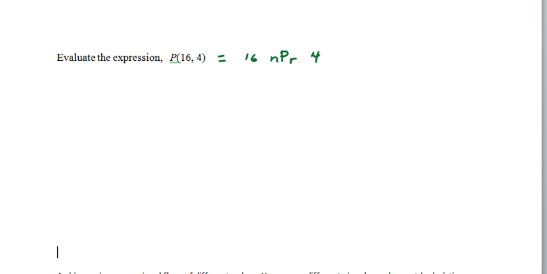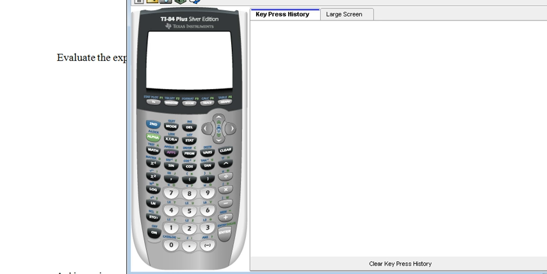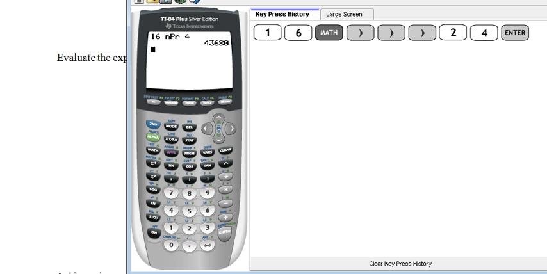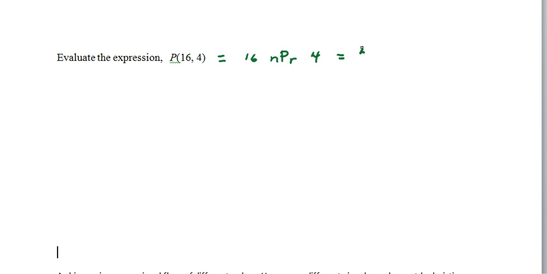And so on the calculator, we're going to first of all enter the number 16, hit the math key, use 3 right arrows to go over to the probability menu, press 2 for nPr, and now press 4 and enter. And we get 43,680.